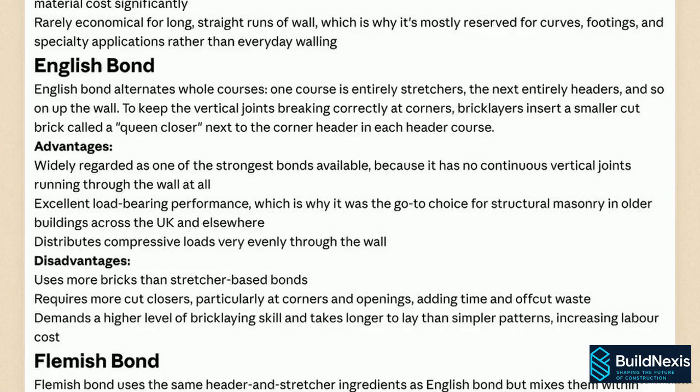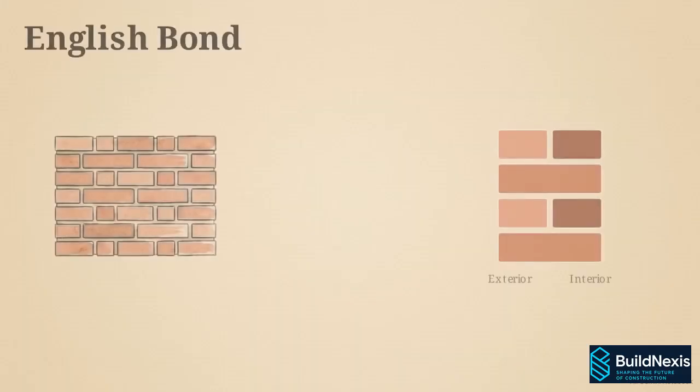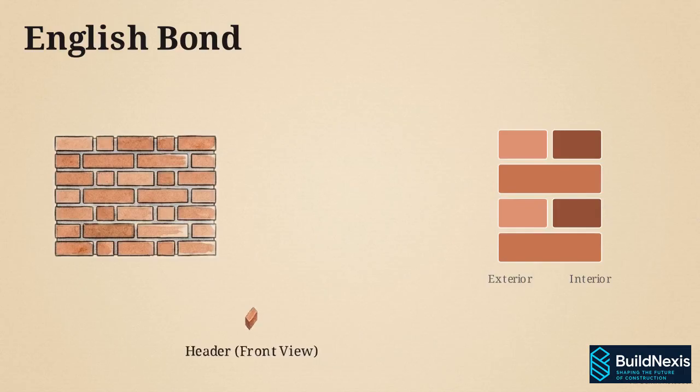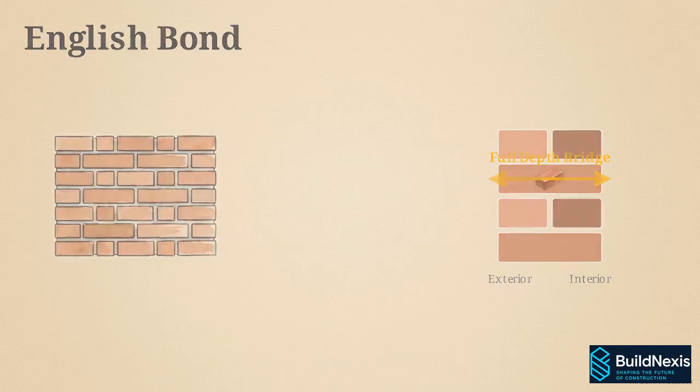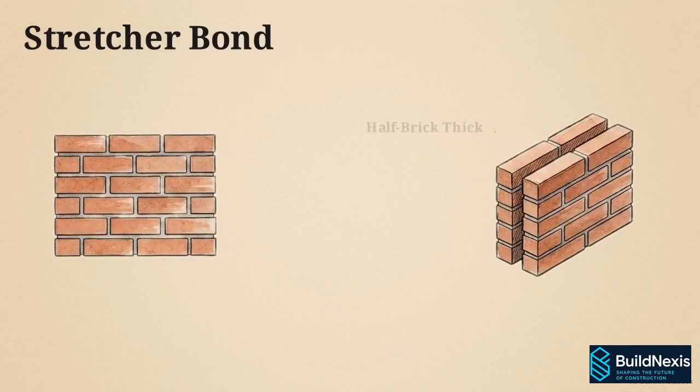While the rat trap bond saves material, the English bond serves as the traditional standard for load-bearing mass. Strength is achieved by alternating rows, one course of stretchers followed by headers. Because headers span the entire wall's depth, they physically bridge the front face to the back. Conversely, modern stretcher bonds exclusively stack long outer faces, completely lacking backwards physical ties.